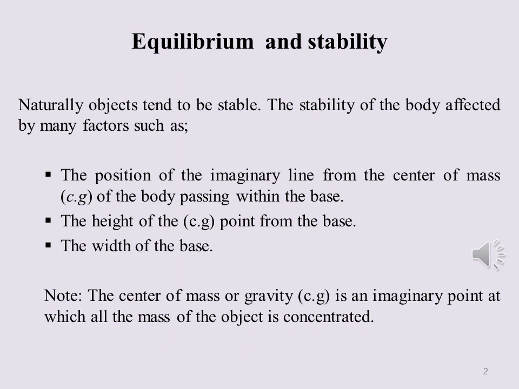The stability of the body is affected by many factors, such as the position of the imaginary line from the center of mass, cg, of the body passing within the base, the height of the cg point from the base, and the width of the base. Note, the center of mass or gravity, cg, is an imaginary point at which all the mass of the object is concentrated.